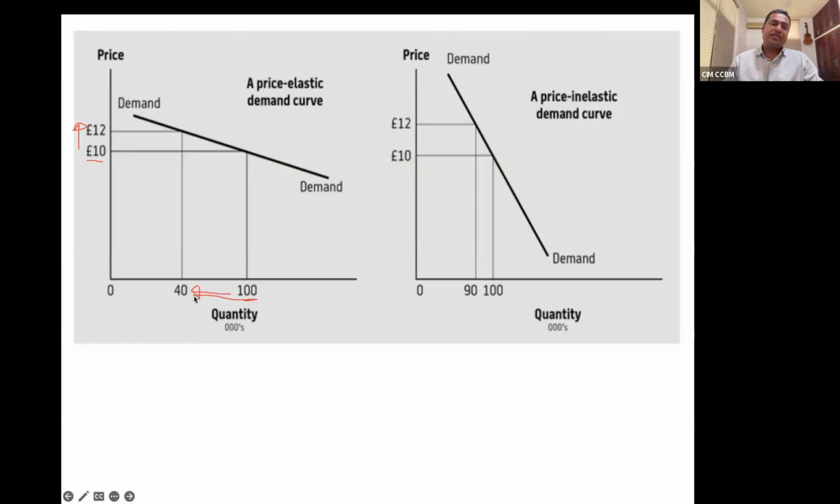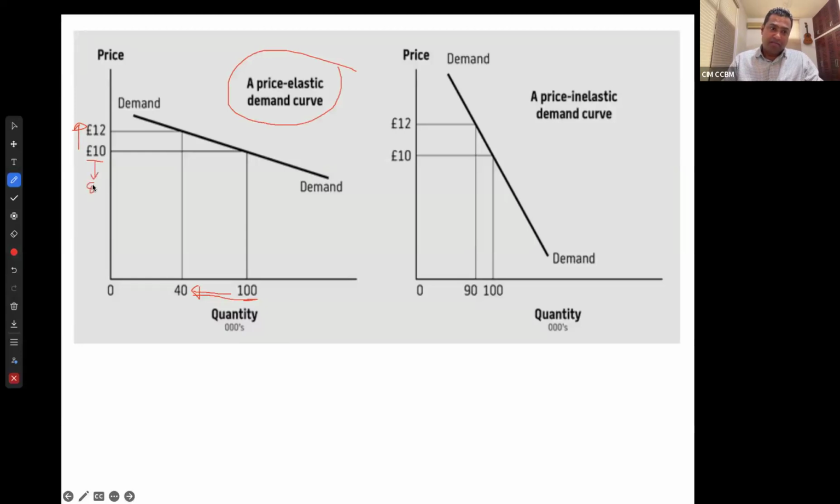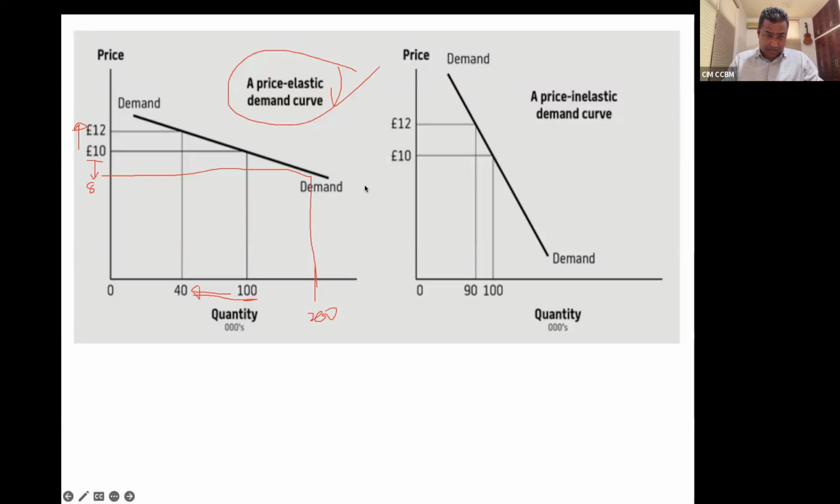So your demand has significantly responded to a small change in price increase. That is called price elastic or price elasticity. A small change in price has had a big change in quantity. Can happen the other way also. If you reduce price from 10 to 8, maybe you'll have 200, right? So price is very elastic, right?